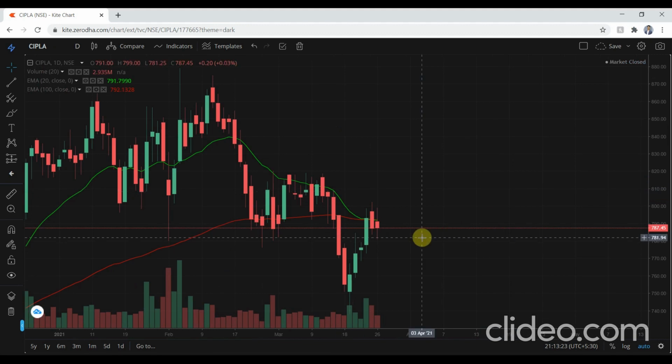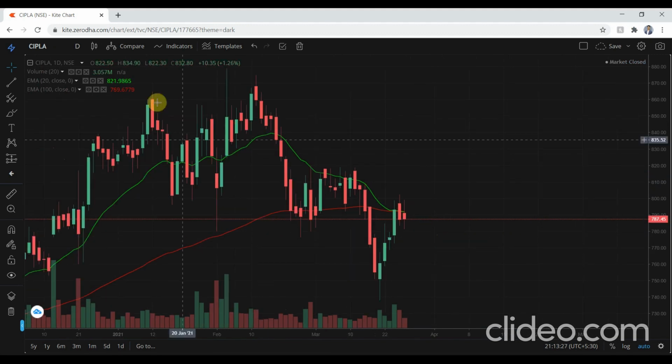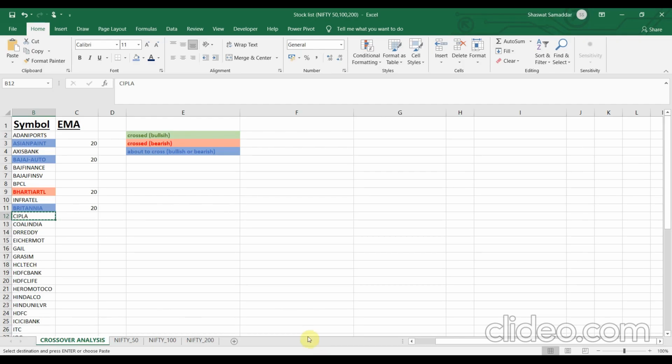So yeah, the 20 EMA has crossed the 100 EMA. You can see the 20 EMA value is 79.7990 and the 100 EMA value is 792.1328. So the 20 EMA is less than the 100 EMA, and that's why we see it as a bearish sign. So let's mark it as one.